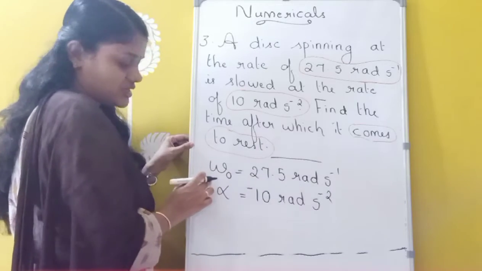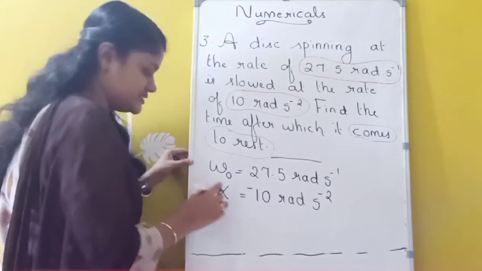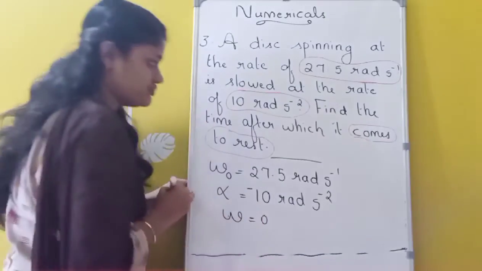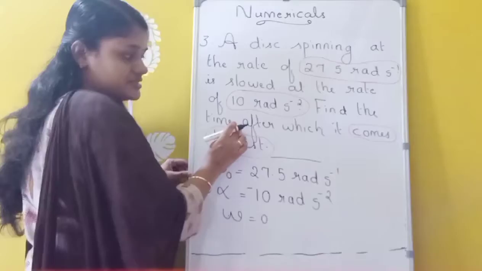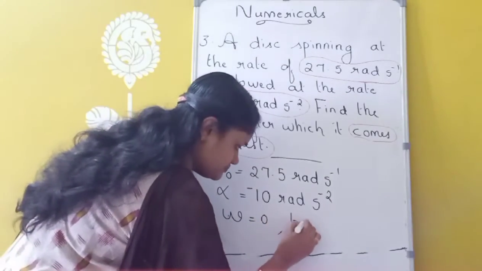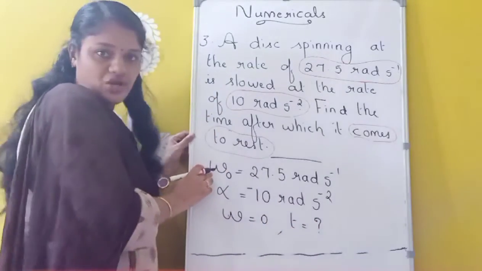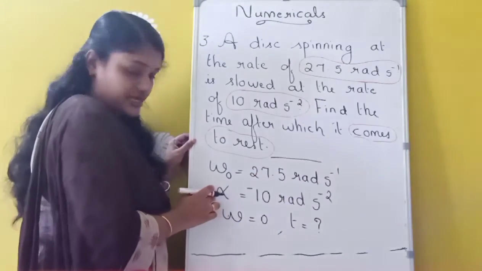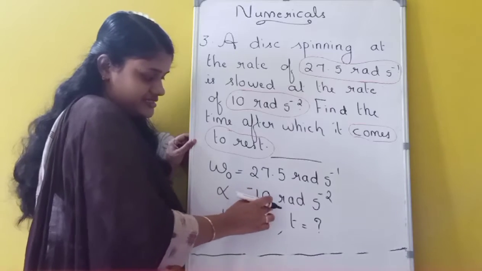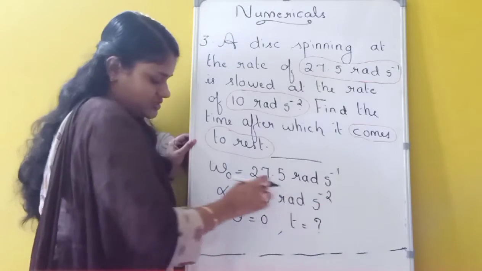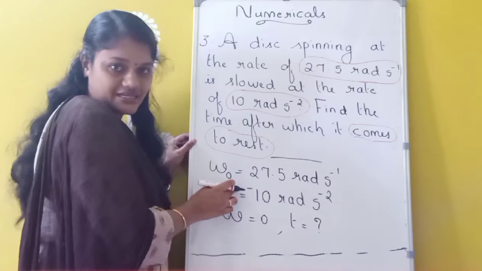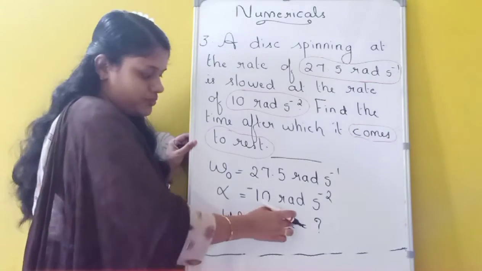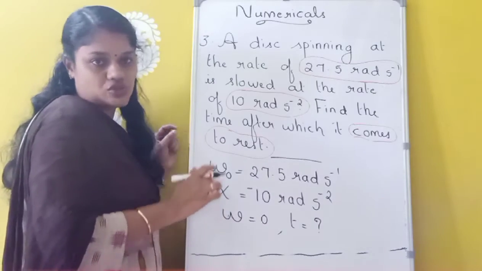So comes to rest means what about its final velocity? It is taken as 0. So omega is the final velocity, that is taken as how much here? 0. Okay. Then you have to find which one now? Time. So t we have to find out. So initial angular velocity is given as 27.5 radian per second, and this angular acceleration is given as minus 10 radian per second square. So when this minus comes, it means it is decelerating. So velocity is decreasing. Now in order to come to rest, how much time has it taken? So t we have to find out.